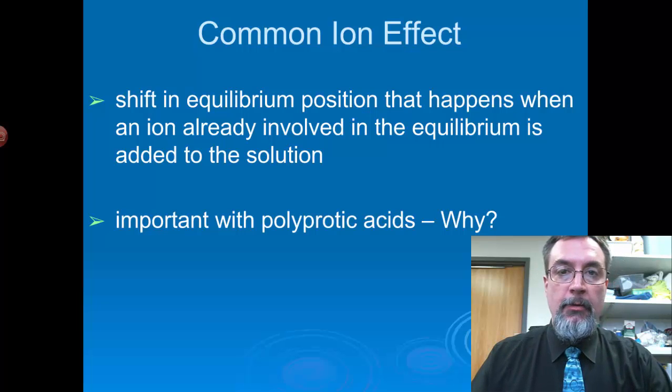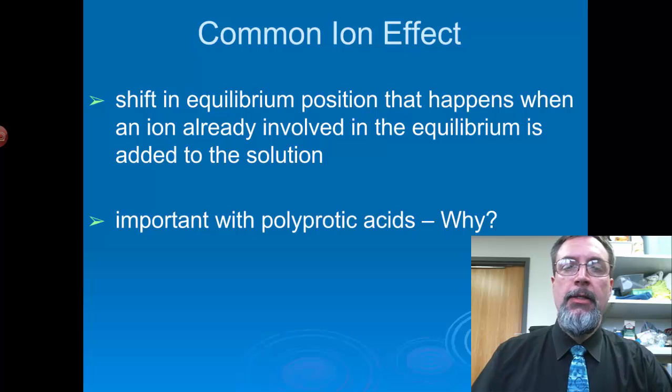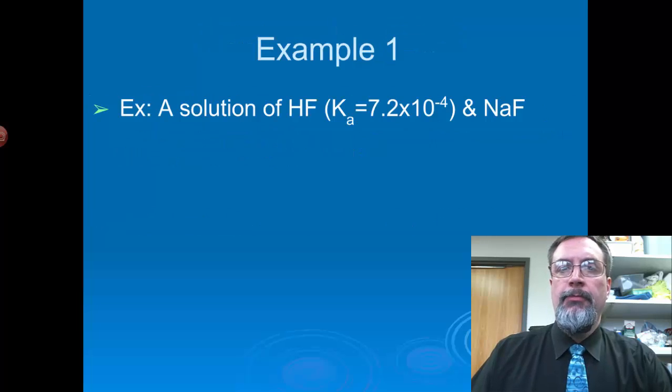Why do you think that polyprotic acids specifically have this? Well, think about it. The first dissociation creates H+. Then for the second dissociation, that H+ is already there. That affects the initial concentration of the H+ for the second dissociation. Okay, so we've already sort of seen that. Here's an example using the common ion effect.